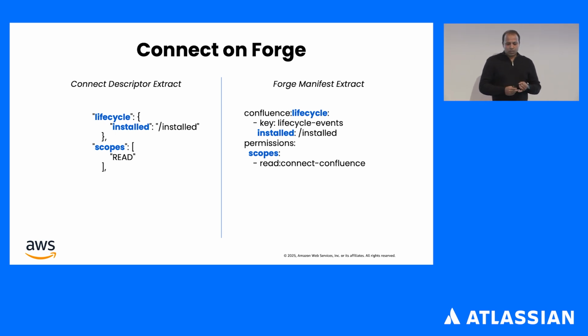So how does this conversion look like? Despite some naming differences, the core concepts still remain the same. So you still have lifecycle events, you still have scopes that you need to define. The only slight difference that you'll notice in the Forge manifest is that there is more explicit declaration that you make in the manifest file.